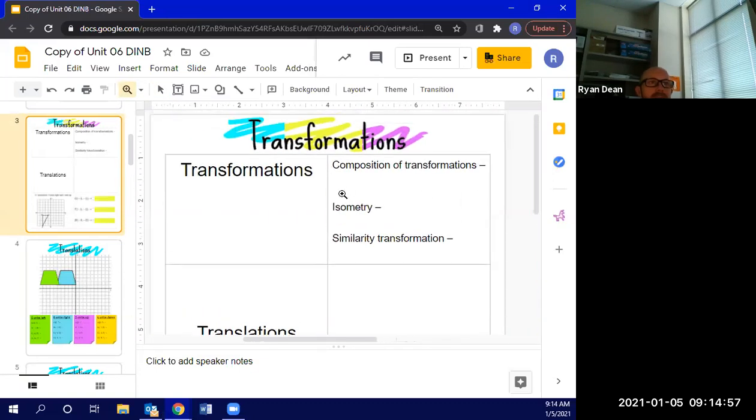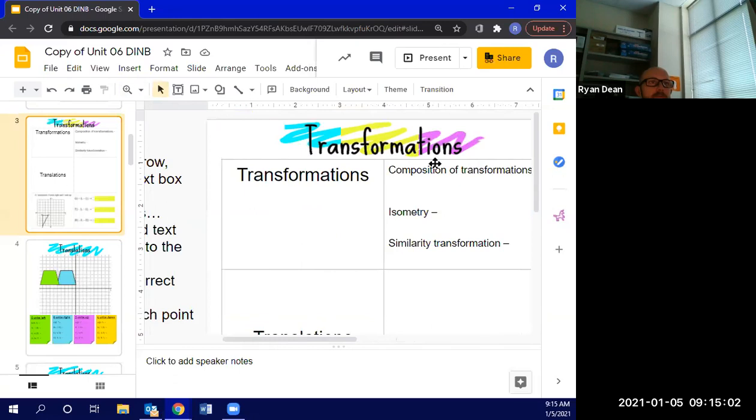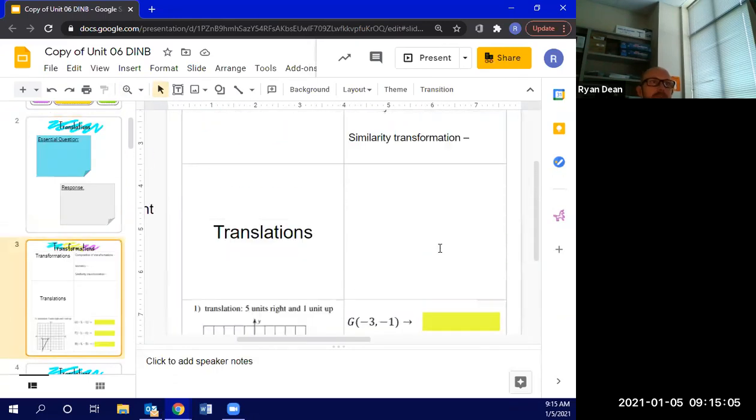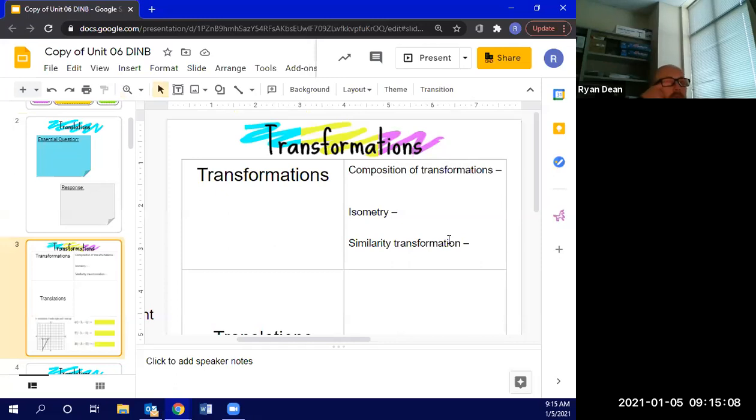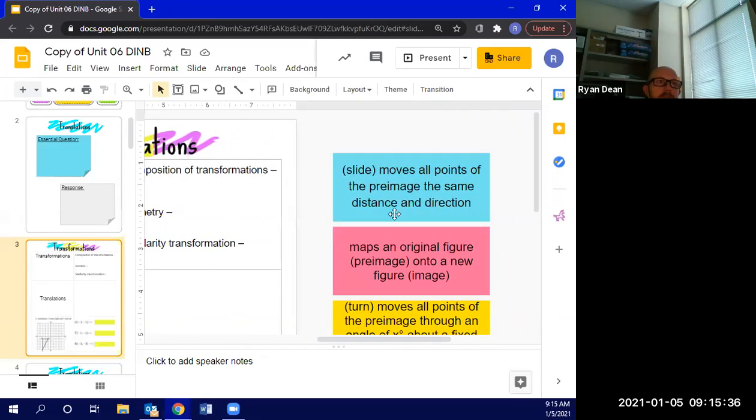I'm sure most people have seen the movie called Transformers, right? But Transformers, they're going from whether it be a car or a robot or something, and they're transforming themselves into something different. With shapes and with geometry, transformations, we're taking a shape and we're not changing the shape itself, but we're just moving it to a different place.